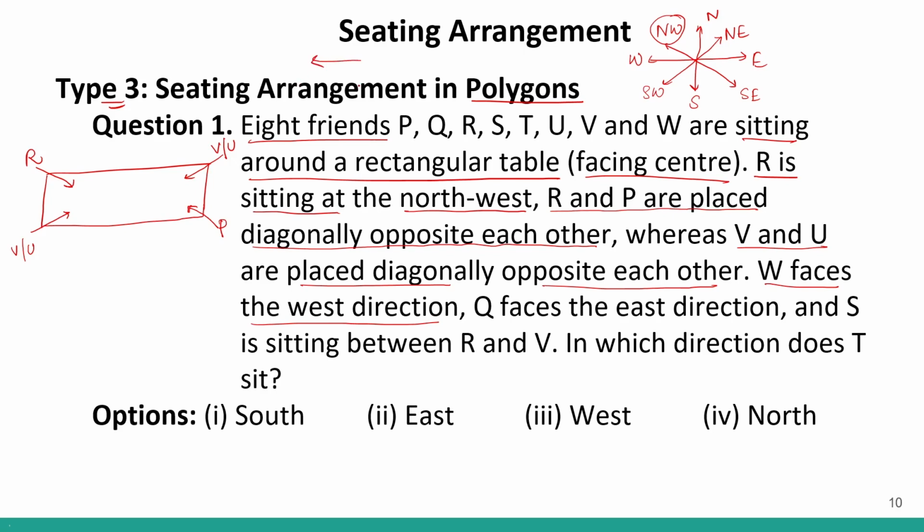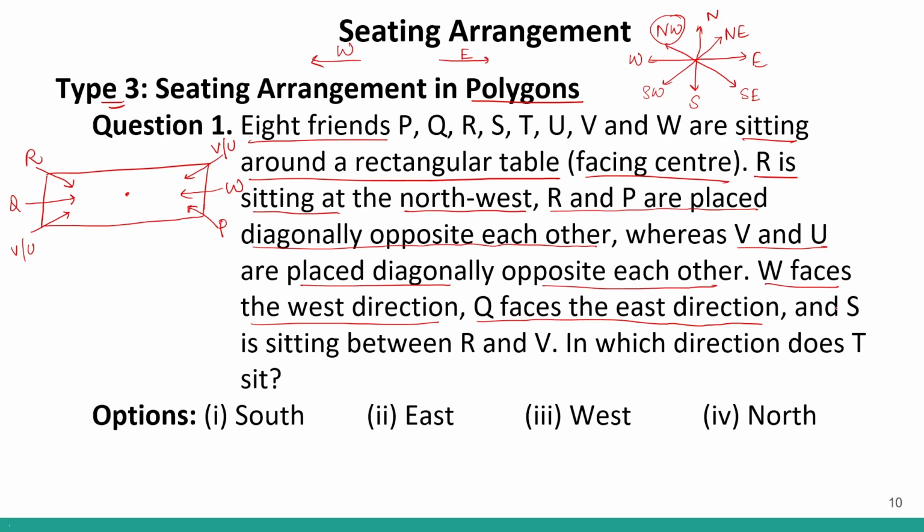So if W has to face this direction towards the center of the table, this is the center of the table, that means W will sit over here. Correct? Because he is facing west and he is facing the center of the table also. Q faces the east direction. So Q is facing this direction and he is facing the center of the table. So Q will sit over here because he is facing the center of the table and he is facing the east direction also. Correct?